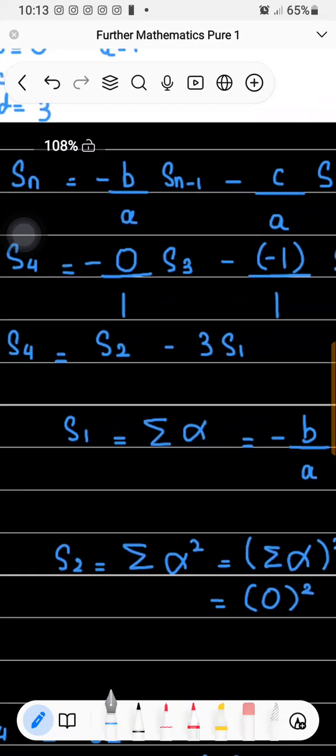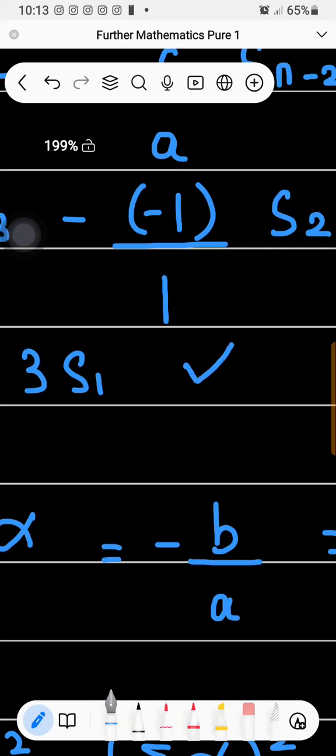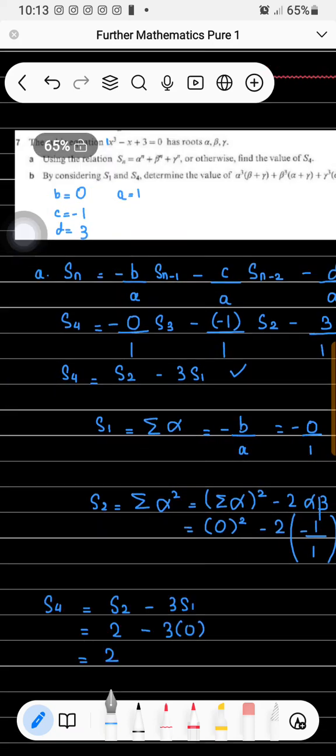Let me tell you one thing. This is not a generalized formula for S4. This formula changes according to the given equation, according to the question. You don't need to memorize this. You have to practice using this method. I hope you get my point.